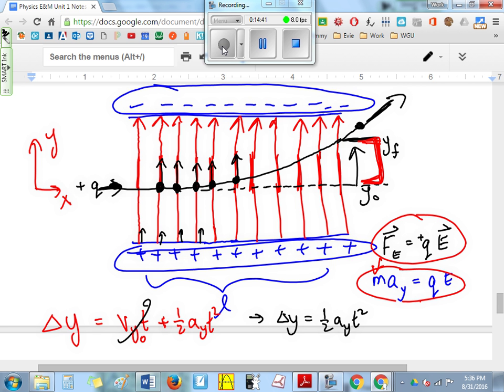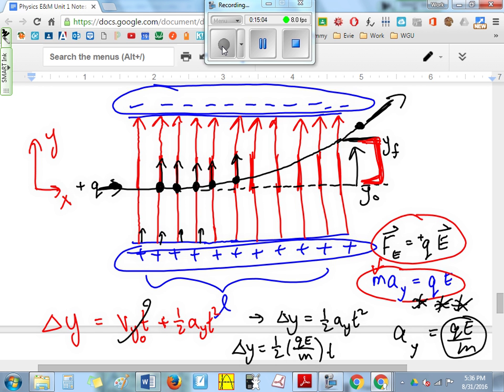But if you look up here, you'll see where I put the stars that a sub y can also be thought of as QE over m, right? QE over m. That's an idea from the dynamics earlier, but we can certainly use it. So let's plug that in, and we get delta y is equal to 1/2, and then we have QE over m times t squared.